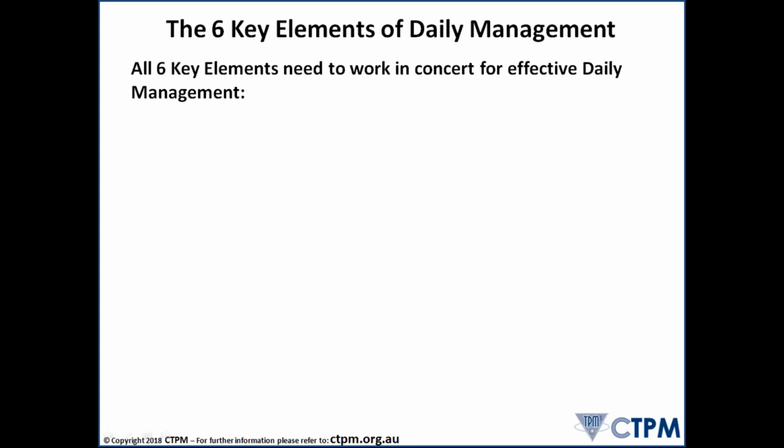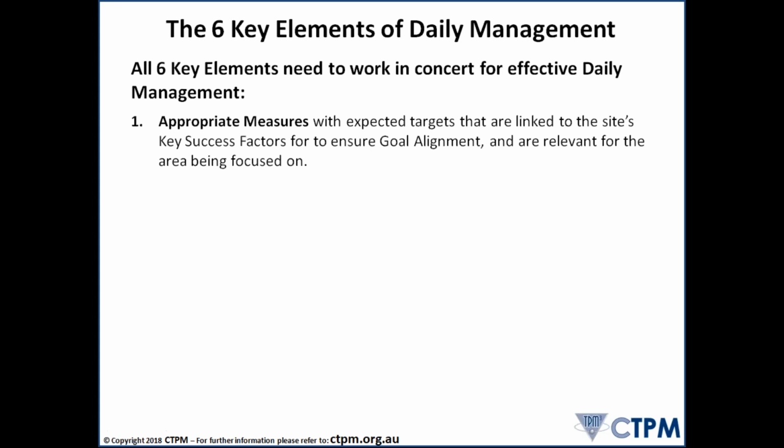So what we're going to do is look at these 6 key elements that need to work together for effective daily management. First, we need to have appropriate measures. If we think back to our 6 principles of lean, measurements, this is where we're starting to get into our day-to-day, building it into our culture. We should have expected targets that are linked to the site's key success factors to ensure goal alignment and are relevant for the area being focused on.